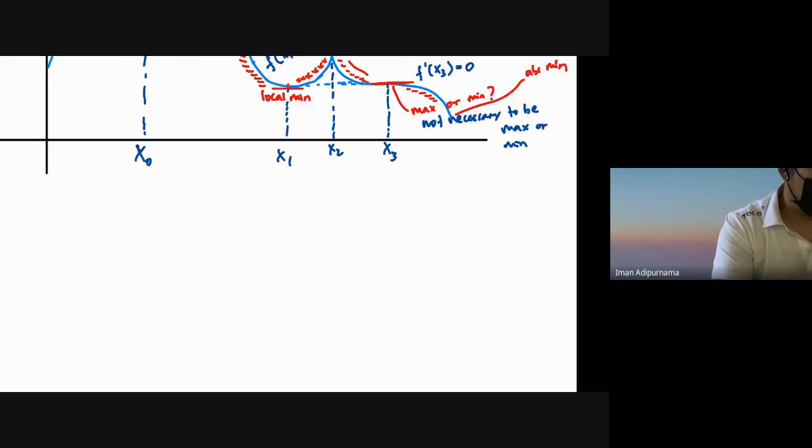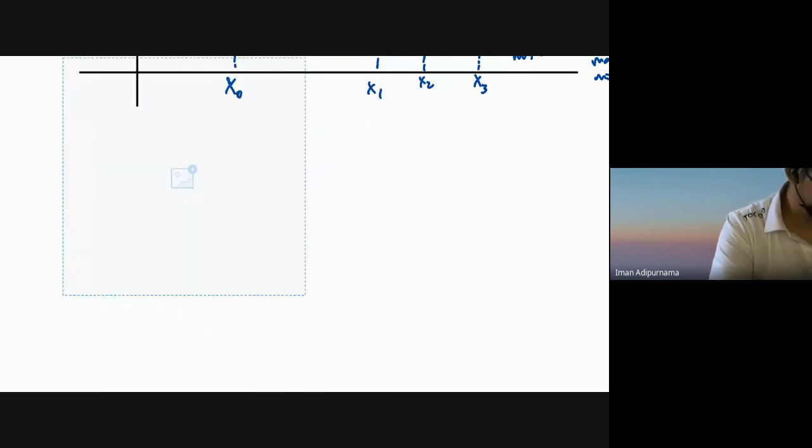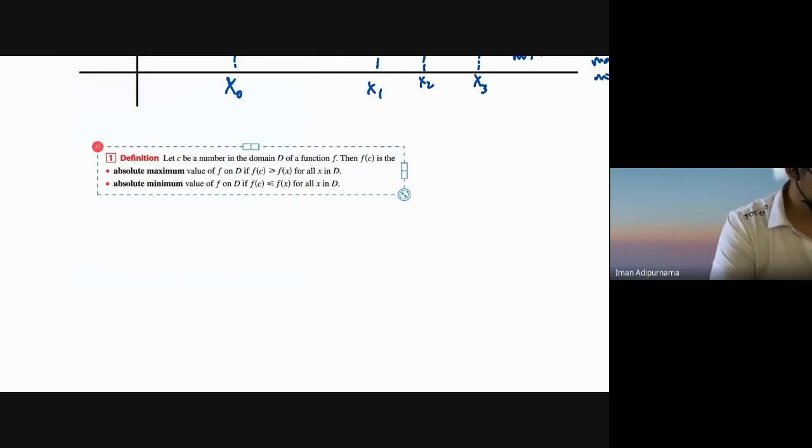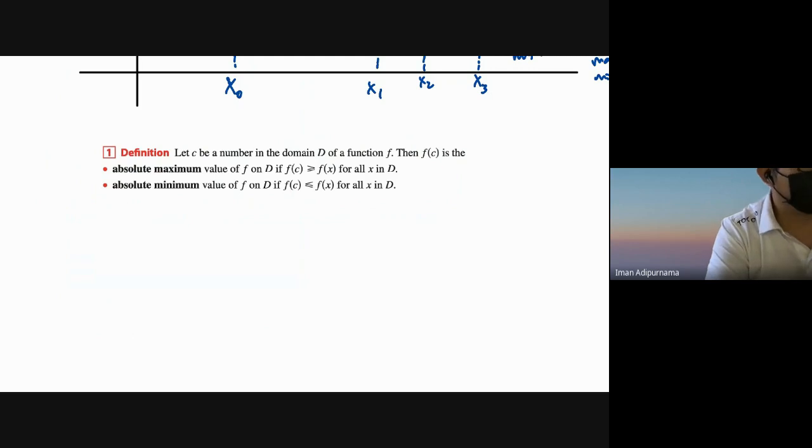Let me write some terms, which I believe are just the definitions that we already saw. Absolute maximum: if you have f of c greater than or equal to f of x for all x in the domain. So in the whole domain, then we call it absolute. Minimum is also the same: f of c is less than or equal to f of x for all x in the whole domain.